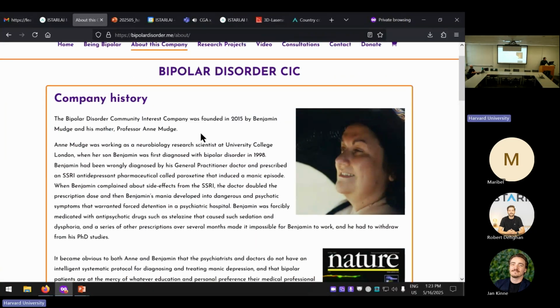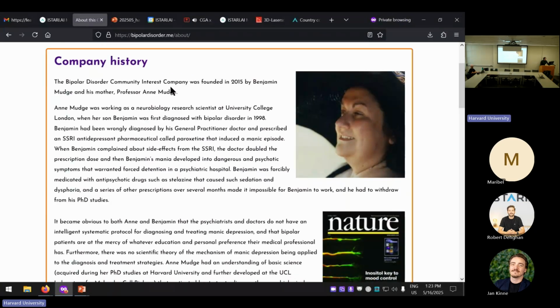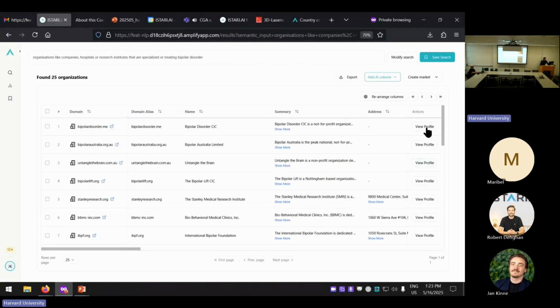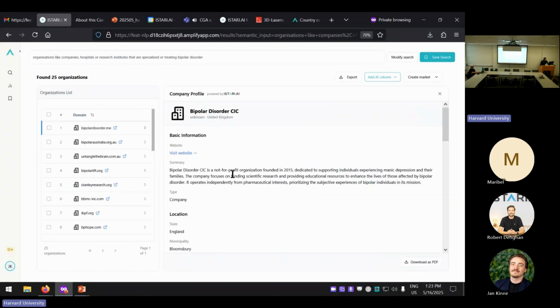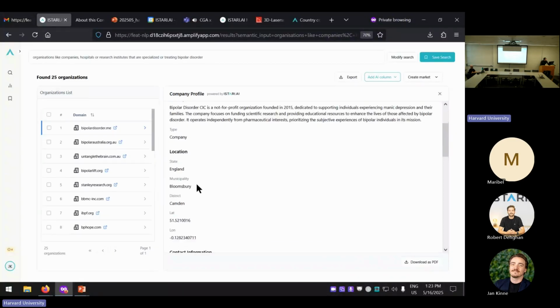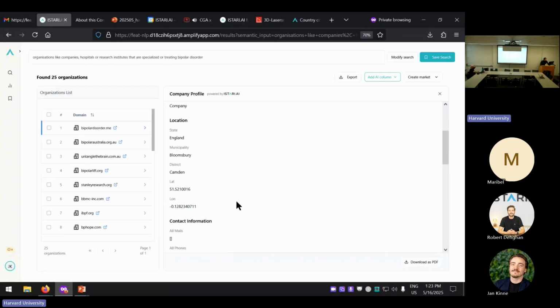So it's a company founded in 2015, right? We can also look at our profile real quick. It's a non-profit organization founded in 2015, dedicated to supporting individuals experiencing manic depression and their families. The company focuses on funding scientific research, providing educational resources and so on. They are located in England, Bloomsbury, Camden. We have the exact location.